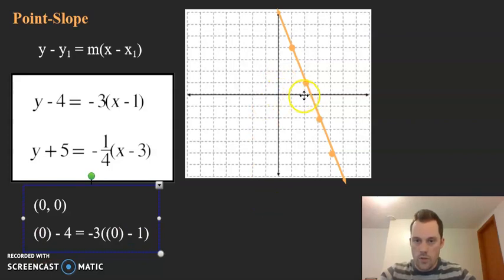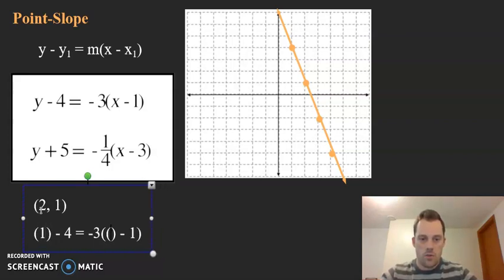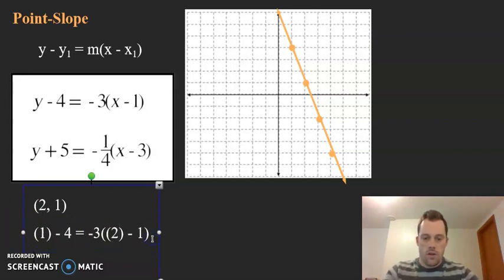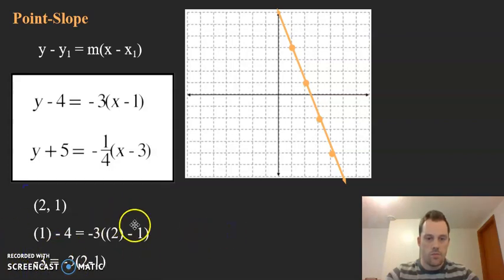But if I use this point 2, 1, where 1 is my y value, 2 is my x value, 1 minus 4 is -3, and then I have to do -3 times 2 minus 1, because that's the part in parentheses here, and 2 minus 1 is 1, times -3 is -3, so that holds true.